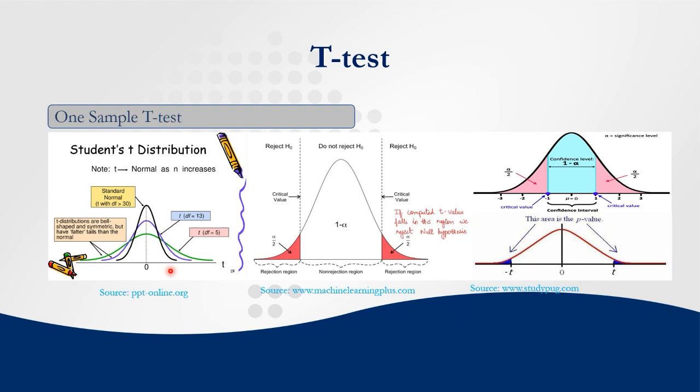Obviously, it does still look bell-shaped, but it becomes more normal as the sample size increases, because when the sample is small, you can see that the tails here are fatter than the one that we expect for a normal. The black one is a normal distribution, which is when we have a large sample size. But when we have a small sample, you can see that the tails are fatter.